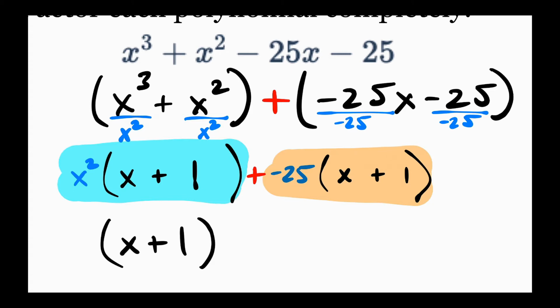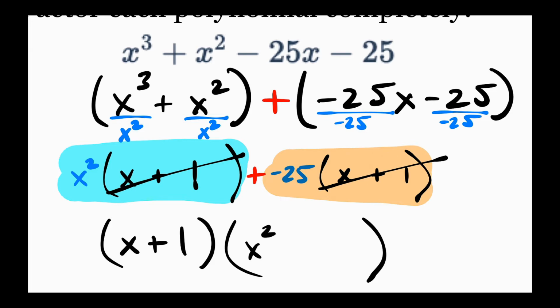Since they both have it, I'm just going to write it down once. Okay, that was step 6. Step 7 says what's left over. Put them together. So it's x squared, and instead of plus a negative 25, isn't that the same thing as minus 25? Adding a negative is the same thing as minus 25. Okay, that was step 7.